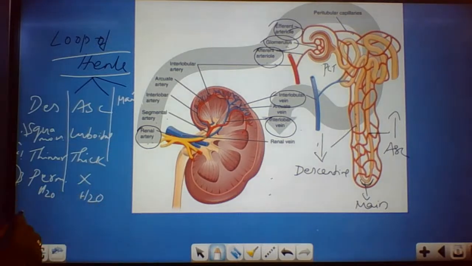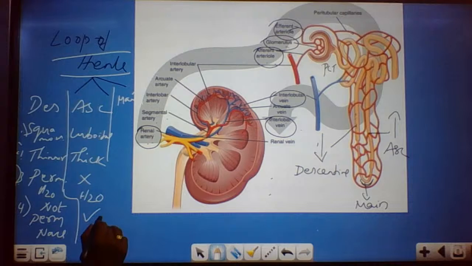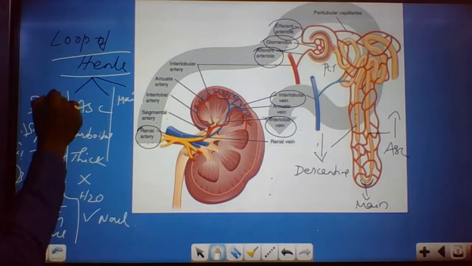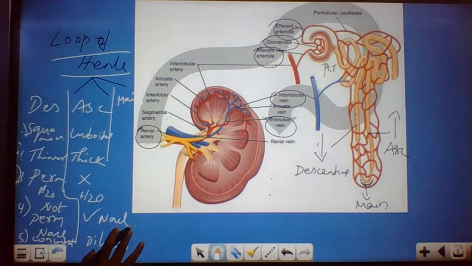Then the descending loop is not permeable to sodium chloride, whereas the ascending loop is permeable to sodium chloride. In the descending loop the filtrate is concentrated. In the ascending loop it is diluted. Be clear on this, because you can get questions from many areas.